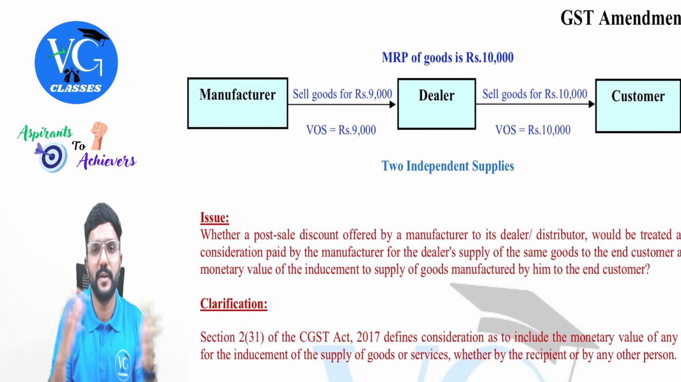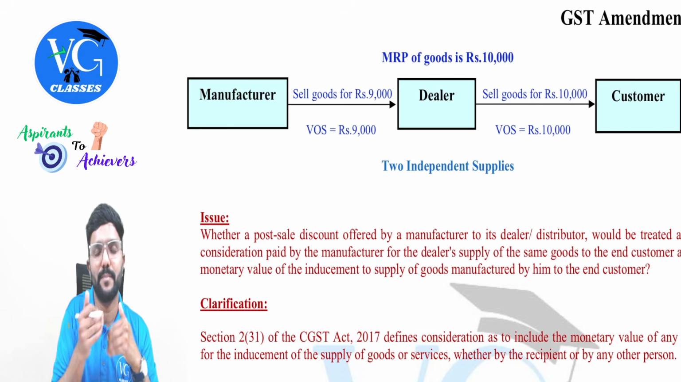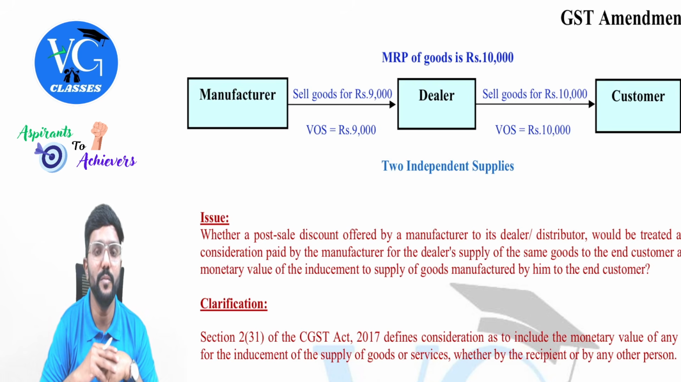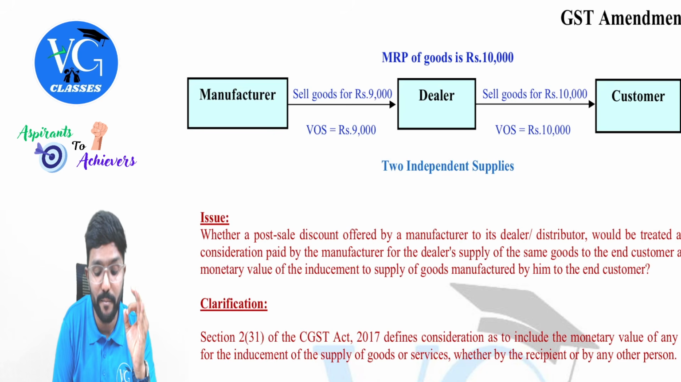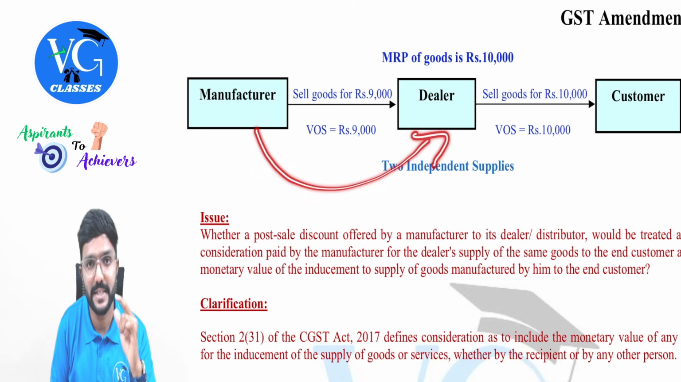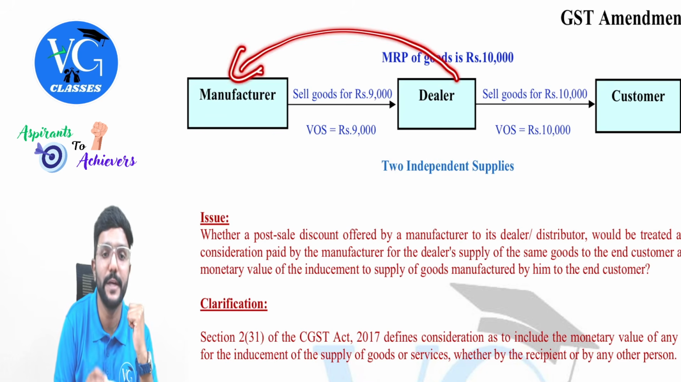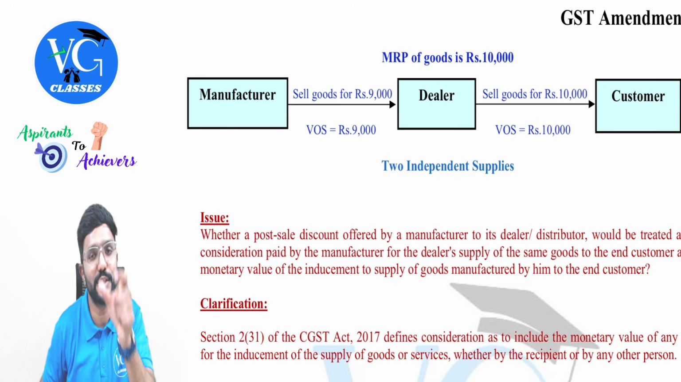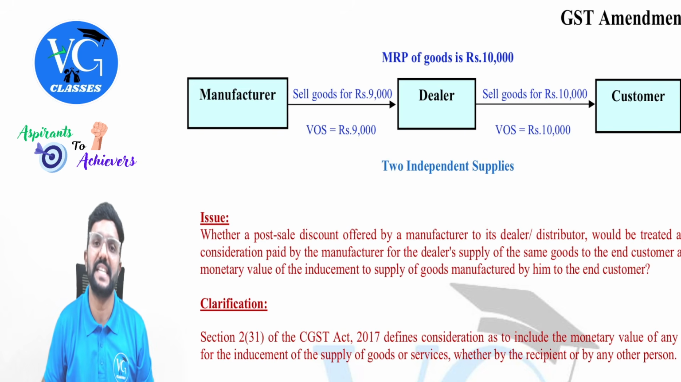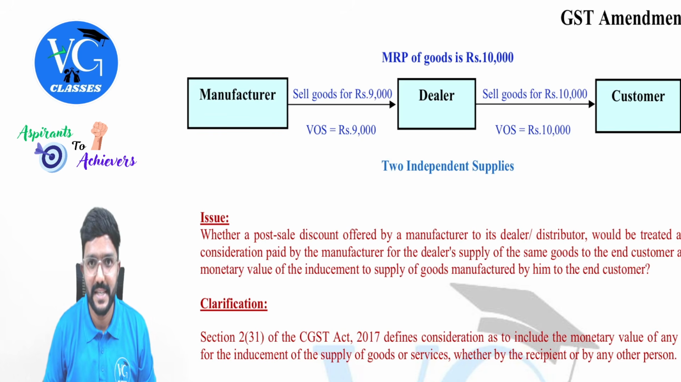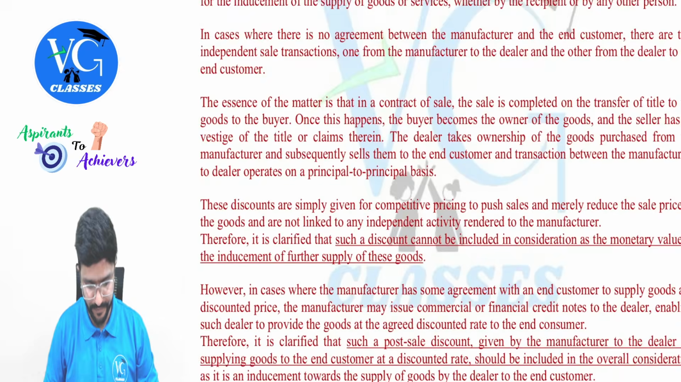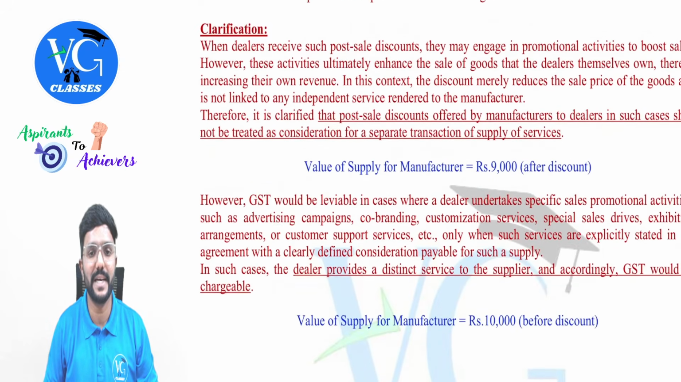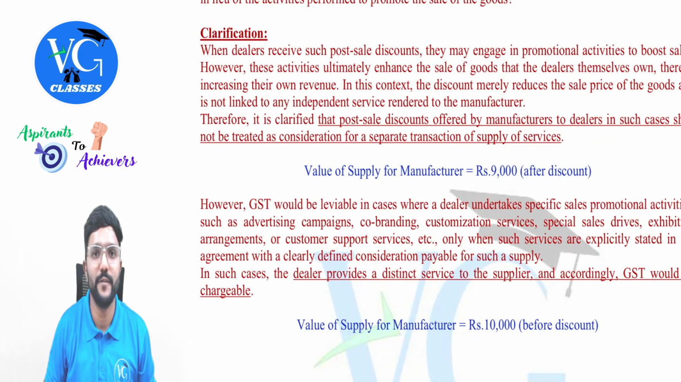Clear? So this would be better because it is treated as two separate supplies. One is supply of goods, the other one would be supply of services, guys. Supply of service from whom? I repeat, supply of goods from manufacturer to dealer. Whereas supply of services from whom to whom? Dealer to manufacturer, for which the manufacturer is giving a discount. The discount amount itself is considered as consideration. Is that clear? Yes. So these are the clarifications with respect to value of supply.